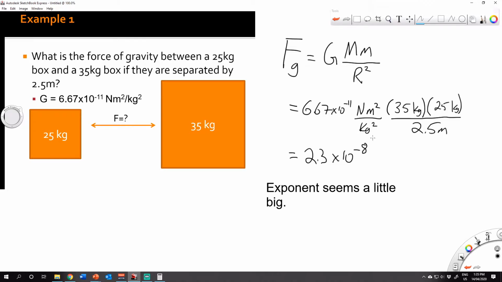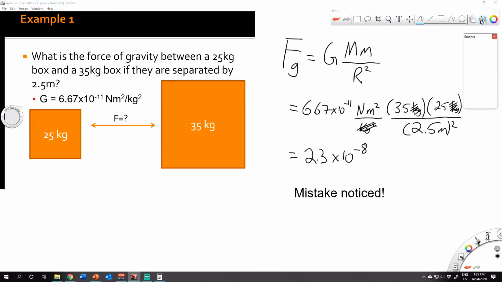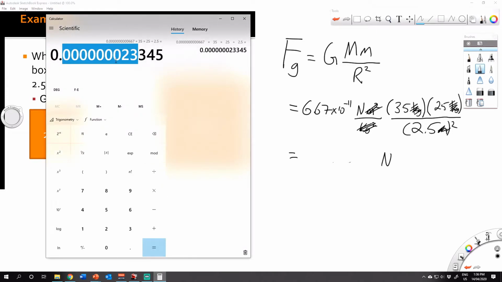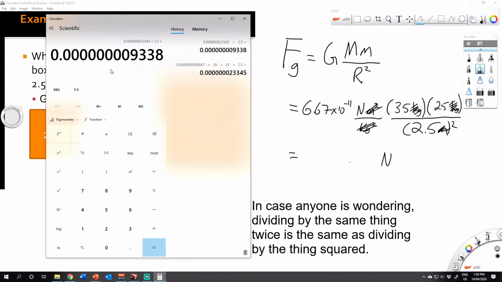Makes sense. And the reason for these units is, if I take my units and start canceling things out, my kilograms squared will cancel out those kilograms. Oh, I messed up. This should be squared. So that number is actually a little bigger. But this meter squared will cancel out that meter, so my final unit will be in newtons. I have to carry out one more division, divided by 2.5 again.